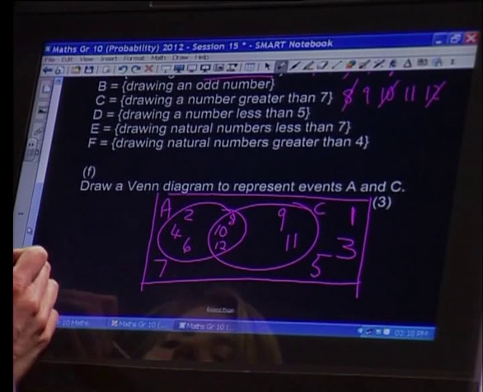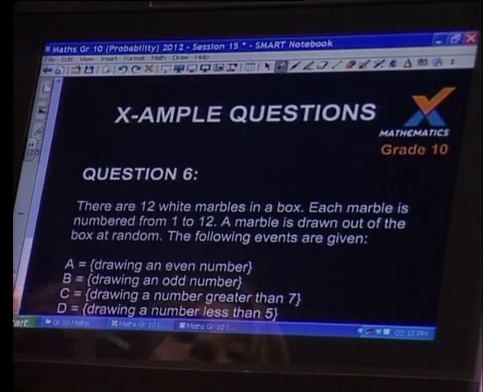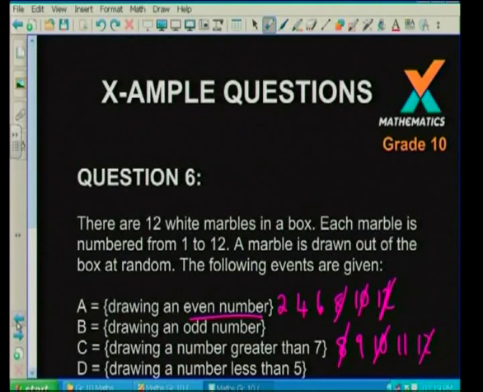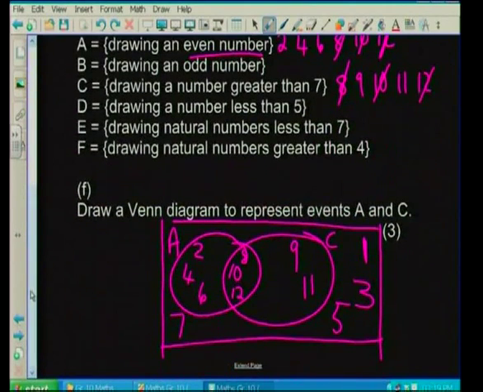Let's have a look at the first question on this Venn diagram. Right, the first question on my new Venn diagram asks me, what is the probability of selecting A or C? So remember, or goes with union and it goes with plus. So what I need to do is look at all of my events in A and all of my events in C.